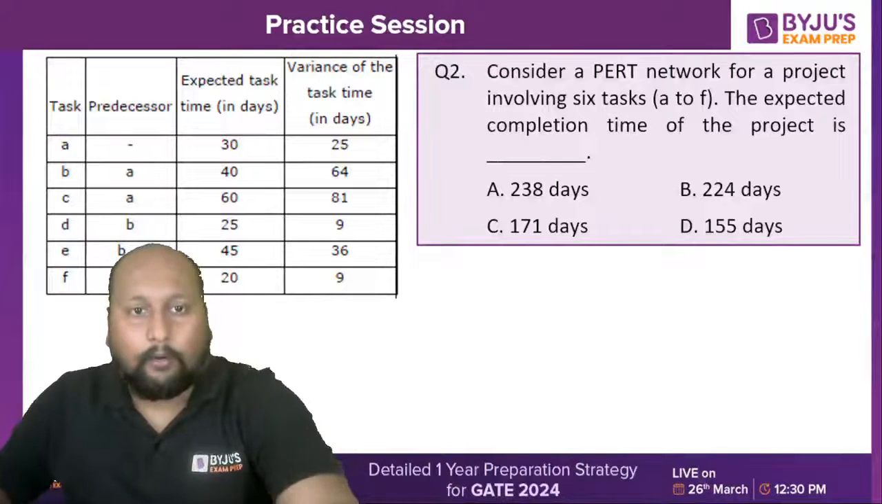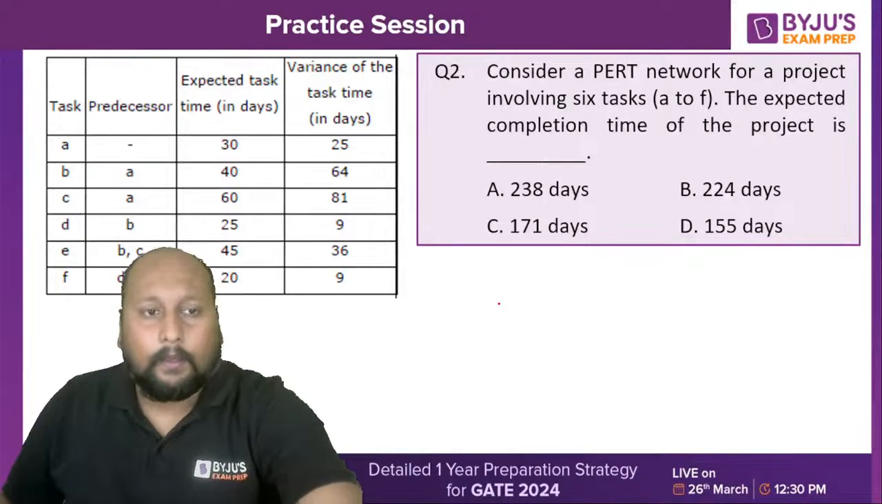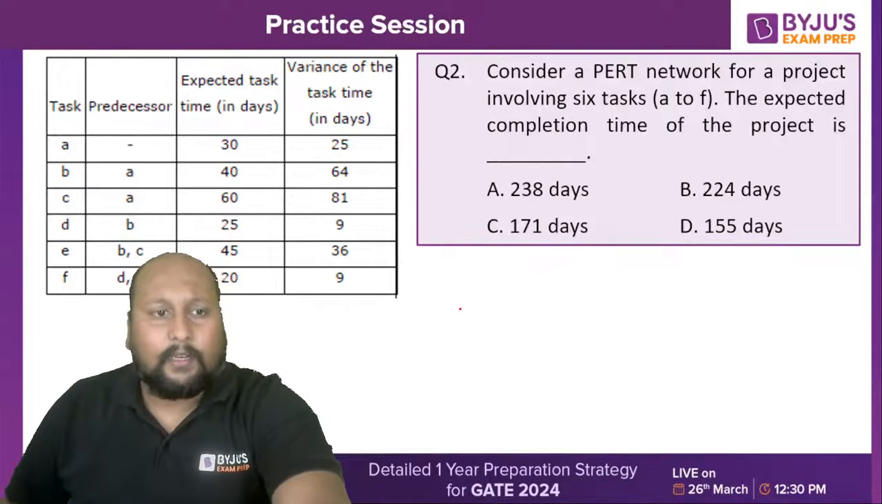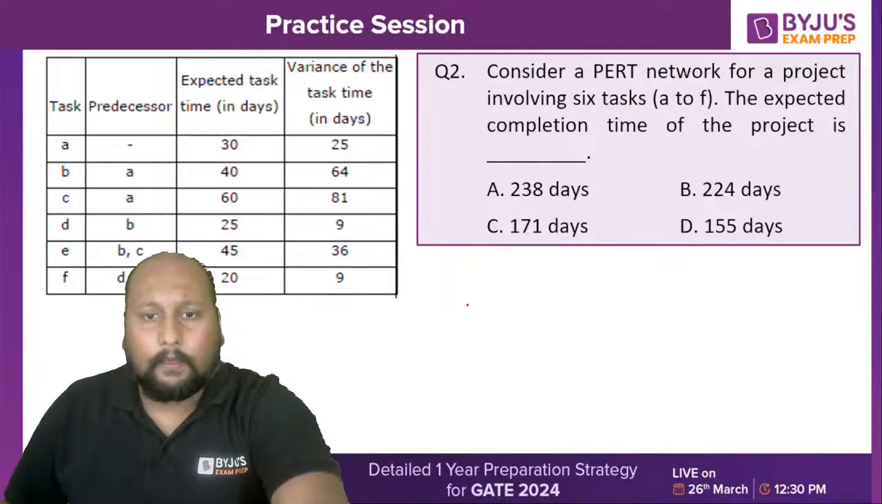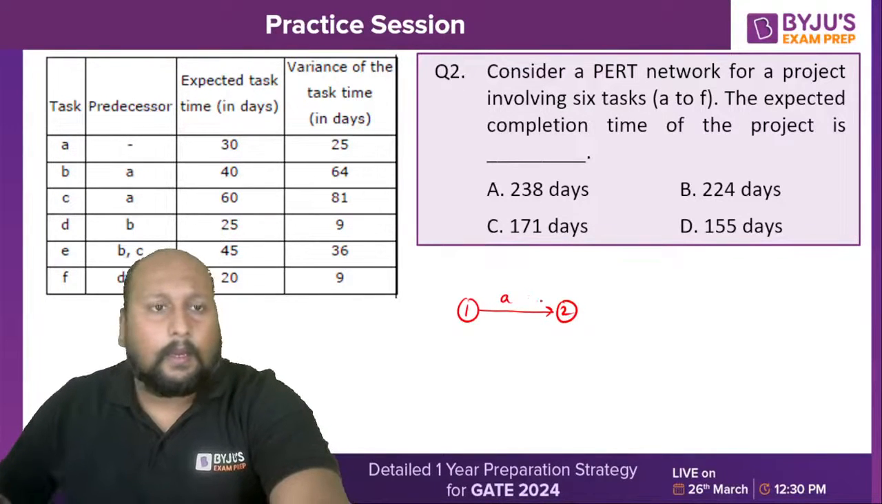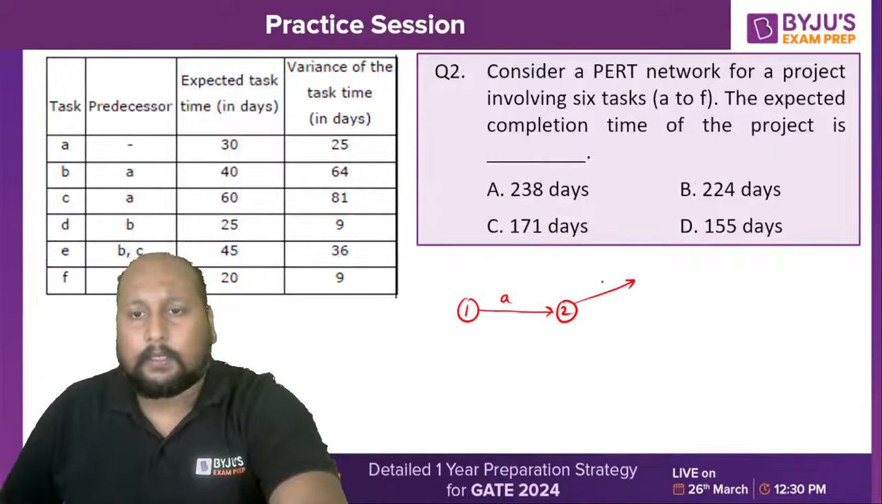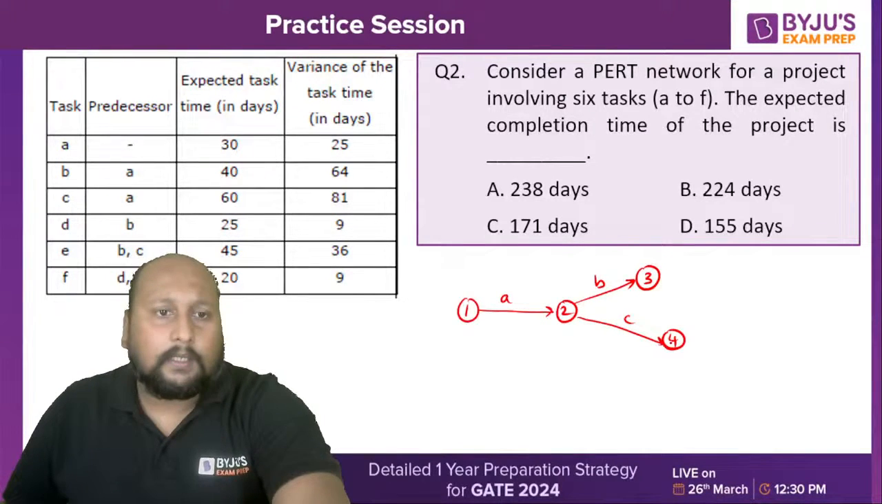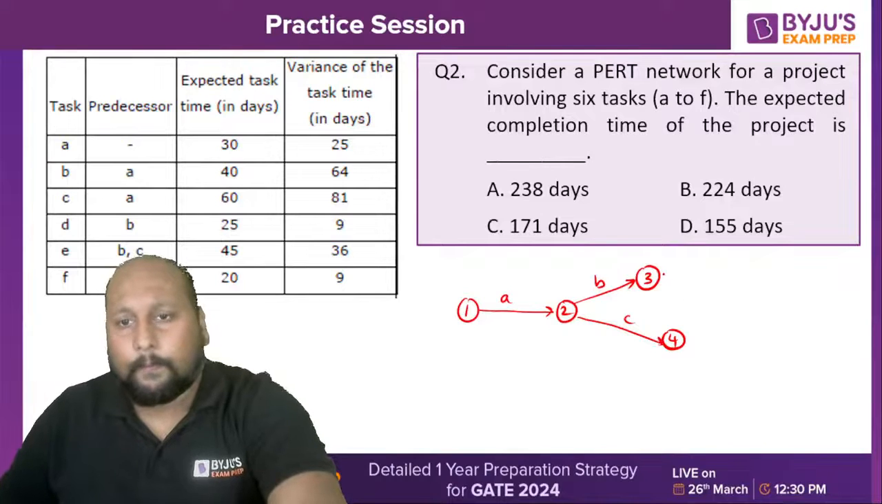Okay, so let's try to draw this network diagram. Okay, fine. So we are having the first activity, task A. It's from 1 to 2, right? Let's say this is small a. This is your B. This is C. Next, they are saying D comes after B.